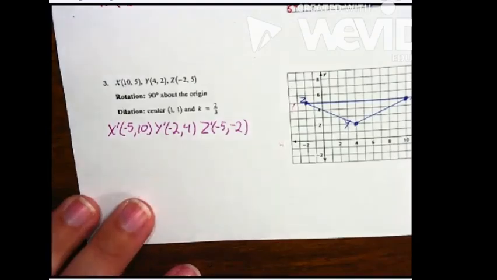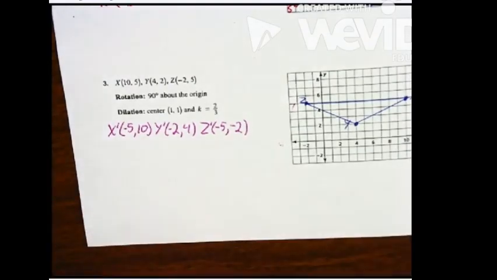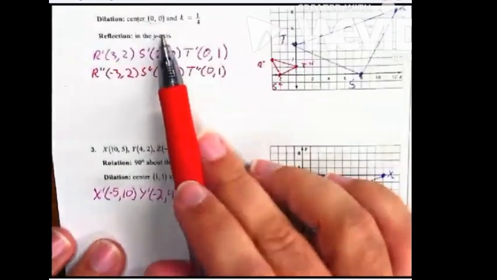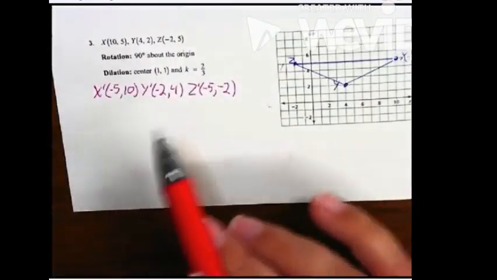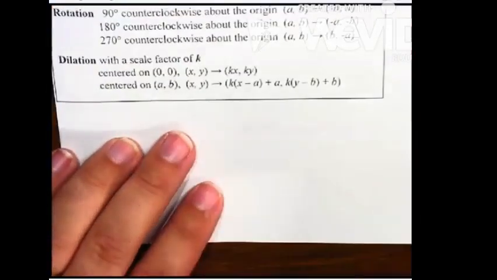So, next thing it wants us to do is to dilate from the center of 1, 1. That is a bit more complicated, isn't it? It doesn't have a center of 0, 0 like these did. Here we have a center of 1, 1. So this is going to take a little bit more work. Let's double check our rule for this, because it's a bit more complicated.